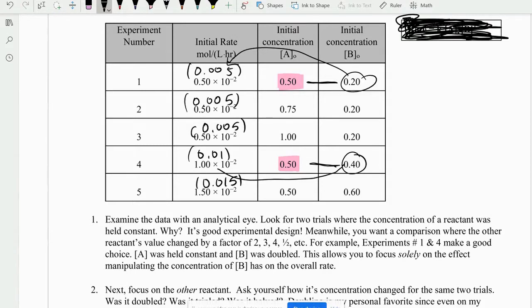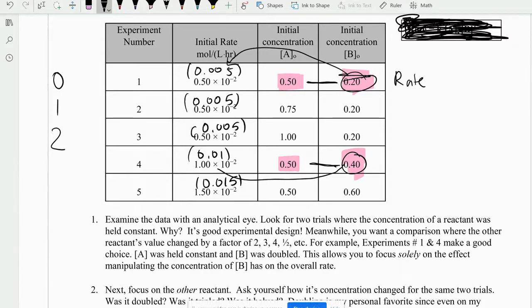Okay. If we went back and talked about what a zero order reaction was, a first order reaction, and a second order reaction, what order does that sound like? So I'll say it again. When we had the concentration of B double from 0.2 to 0.4, what did you notice about the rate? The rate also doubled. So in this particular case, it looks like B is first order.